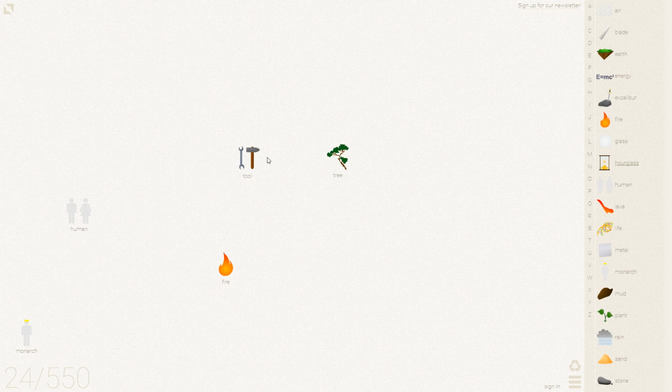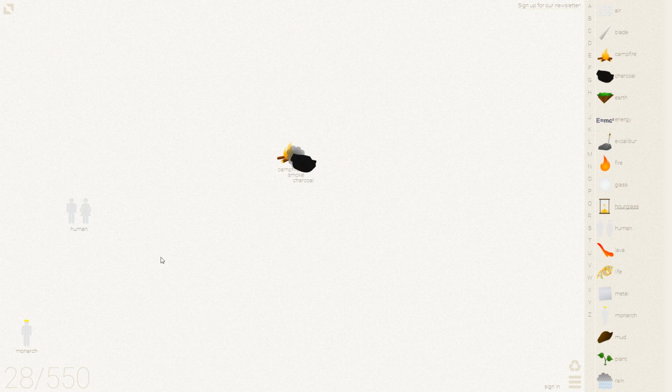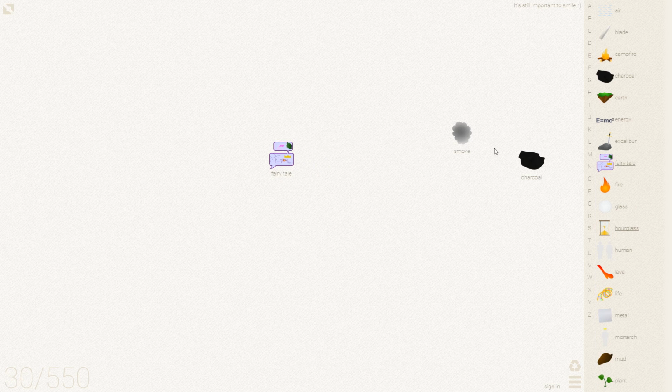Plant over time creates a tree. The tool with the tree is wood. Wood plus a fire is a bunch of things. We don't need charcoal, we don't need smoke. What we need is the campfire, because humans around a campfire tell stories. And what is a story about a monarch but a fairy tale?